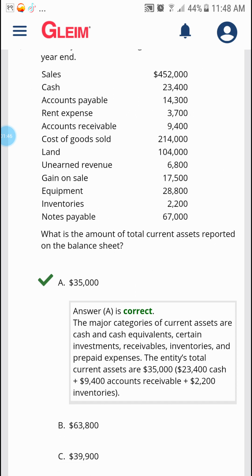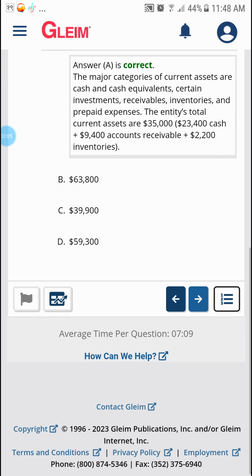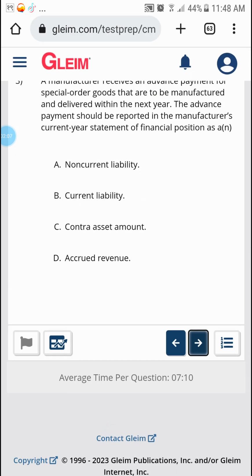The major categories of current assets are cash and cash equivalents, short-term investments, receivables, inventories, and prepaid expenses, and the entity's total current assets is this much. So we have to understand this. This is the answer to this question. I hope you have clearly understood. Now we go to the next question.